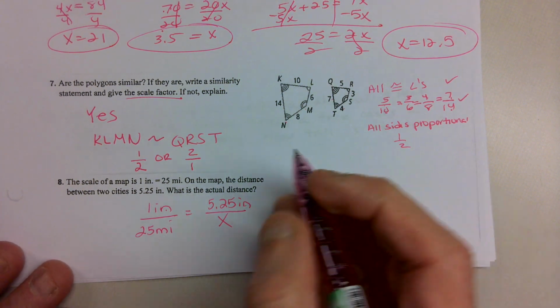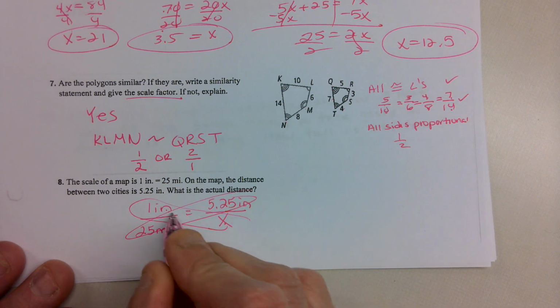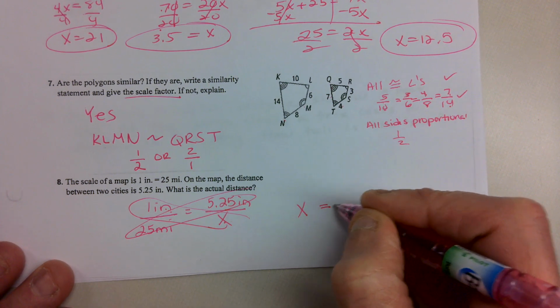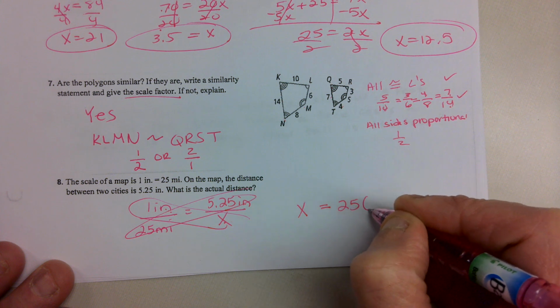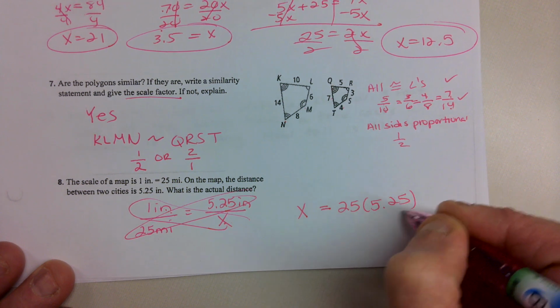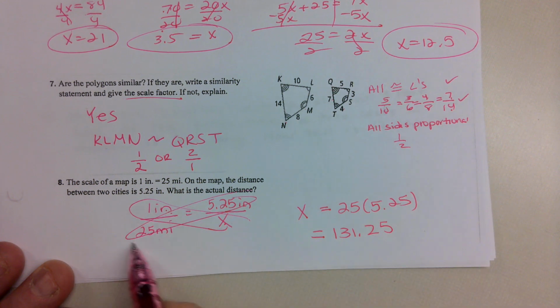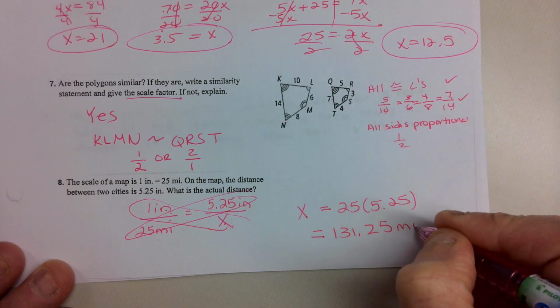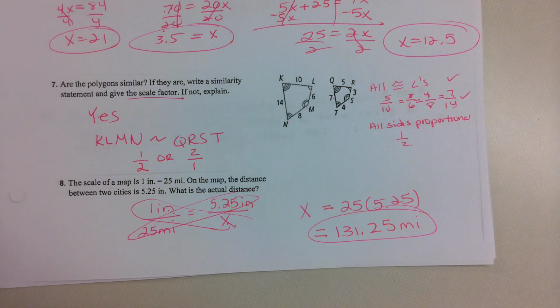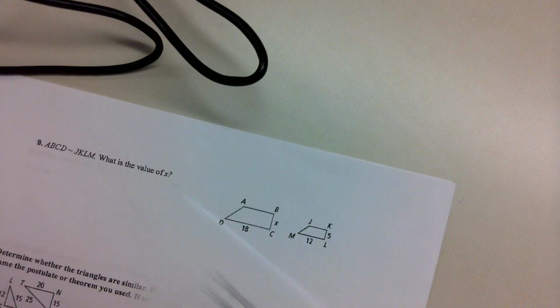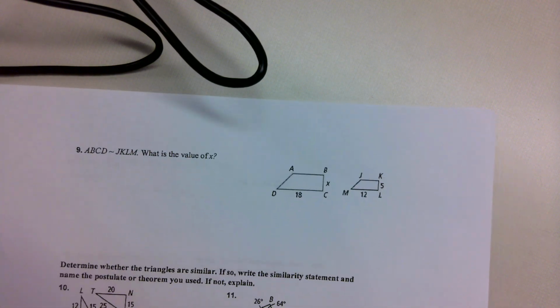Now we figure that out. So we cross multiply and get x equals 25 times 5.25, and our answer is 131.25. What's our unit? Miles. Good. We're moving right along.